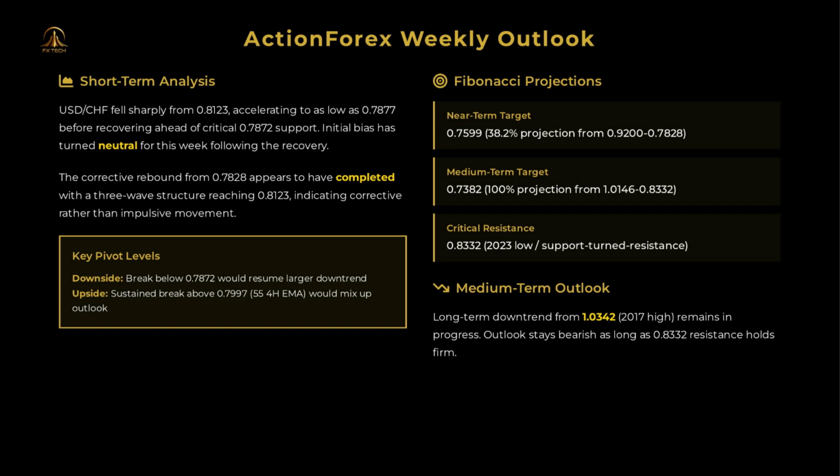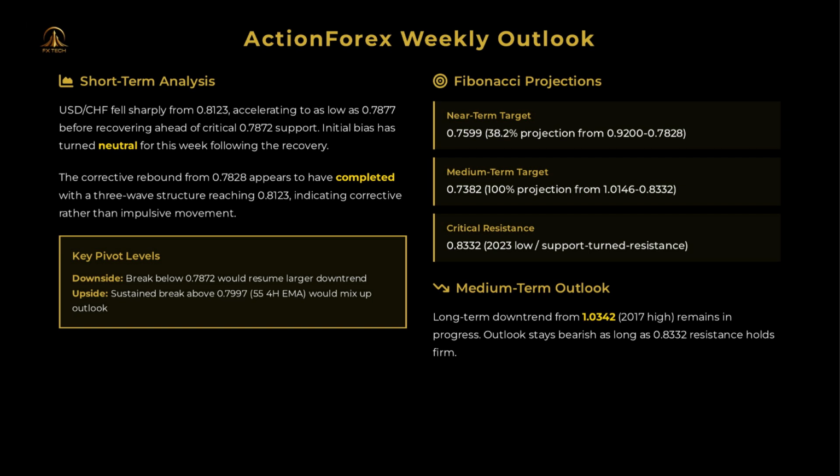Action Forex reports that USD CHF's sharp fall from 0.8123 accelerated to 0.7877 before recovering ahead of critical 0.7872 support. Initial bias has turned neutral for the week. The corrective rebound from 0.7828 appears to have completed, with a 3-wave structure at 0.8123, indicating corrective rather than impulsive movement. Key pivot levels include 0.7872 support, a break below would resume the larger downtrend, and 0.7997 resistance, where a sustained break would mix up the outlook.